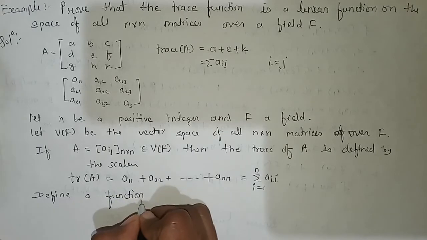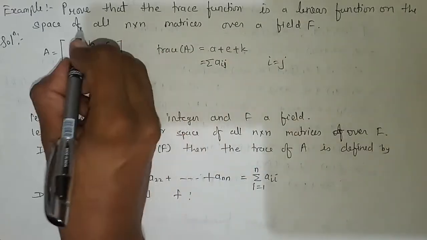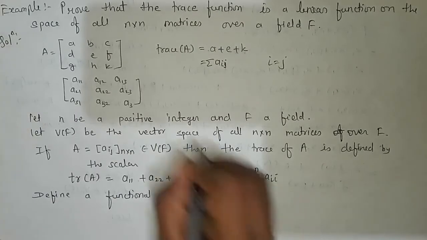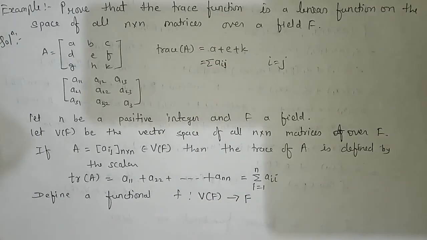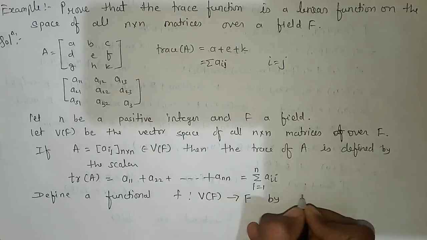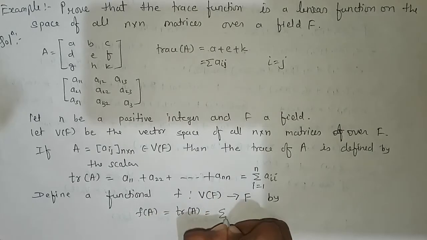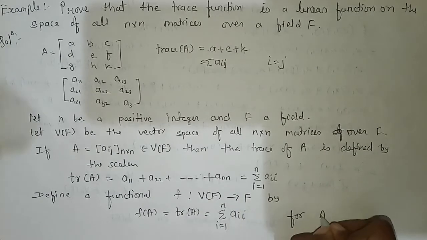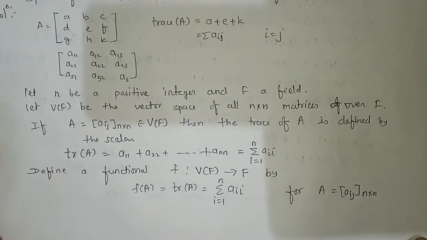Define a functional f. It is given that it is a linear functional on the space of all matrices. We know that this can be written as V of F, and this is the trace function, which will be an element of F only. So we are defining f as a mapping from V of F to F by f of A equal to trace of A, that is the sum of all diagonal elements, i from 1 to n, for A equal to Aij, n cross n, where A is our matrix.